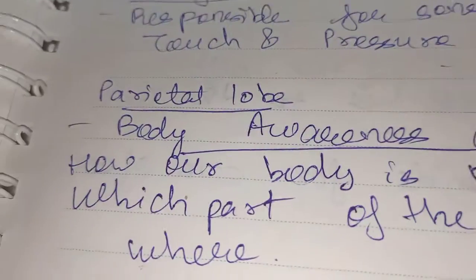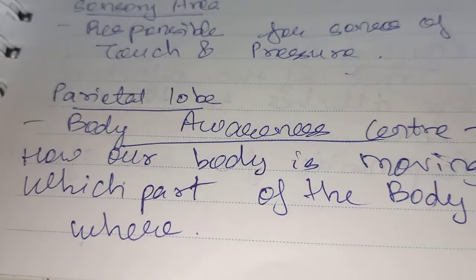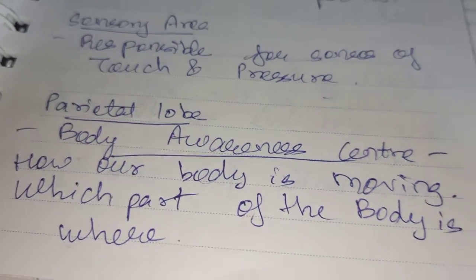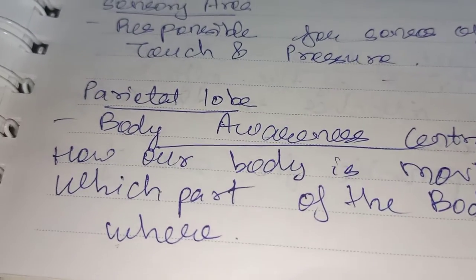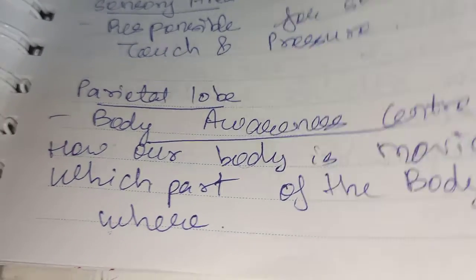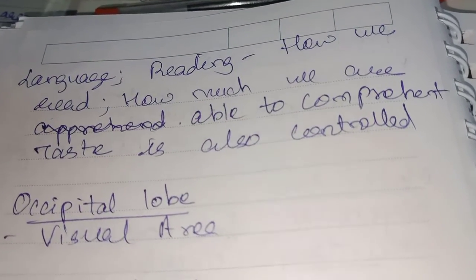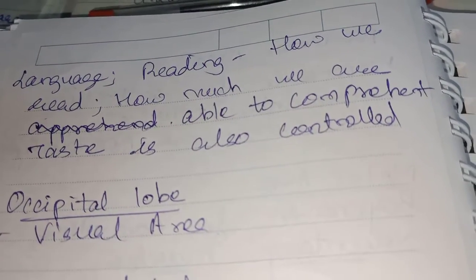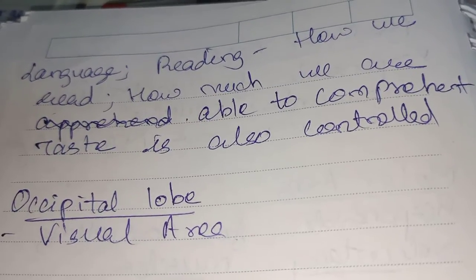Okay, now we'll go to the parietal lobe. The parietal lobe is the body awareness center, how our body is moving, which part of the body is where. So that is the parietal lobe. Language, reading, how we read, how much we are able to comprehend, taste is also controlled. Okay, so this is the parietal lobe.